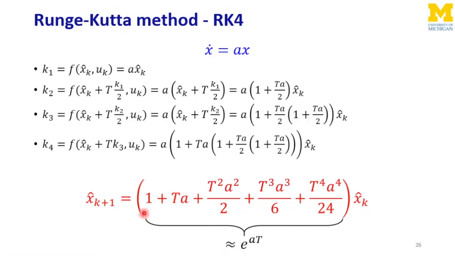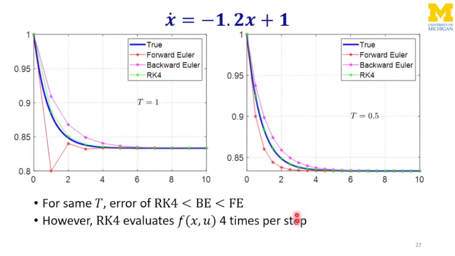In fact, the forward Euler was only approximating the solution with the first two terms, whereas the RK4 is approximating the true solution with the first five terms. And this is the reason why this is also fourth order accurate, because this expression is a fourth order approximation of exponential At. Anyways, let's test all these methods now.